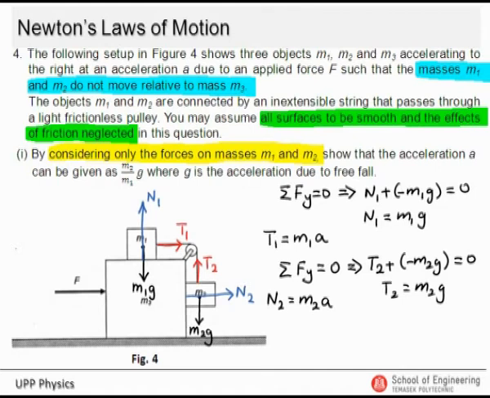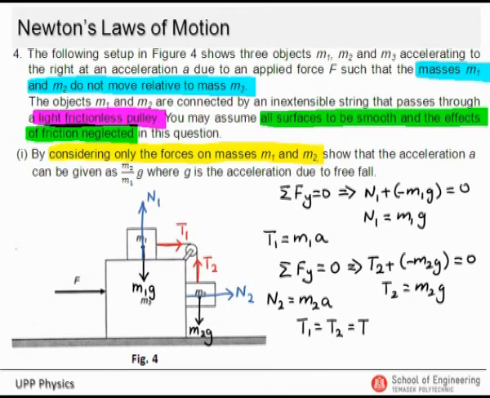Now, is there a relationship between T1 and T2? Yes. The question has mentioned that the two masses are connected by a light frictionless pulley. This light frictionless pulley will cause T1 to be equal to T2. And we say that these two tensions are equal to T for simplicity.